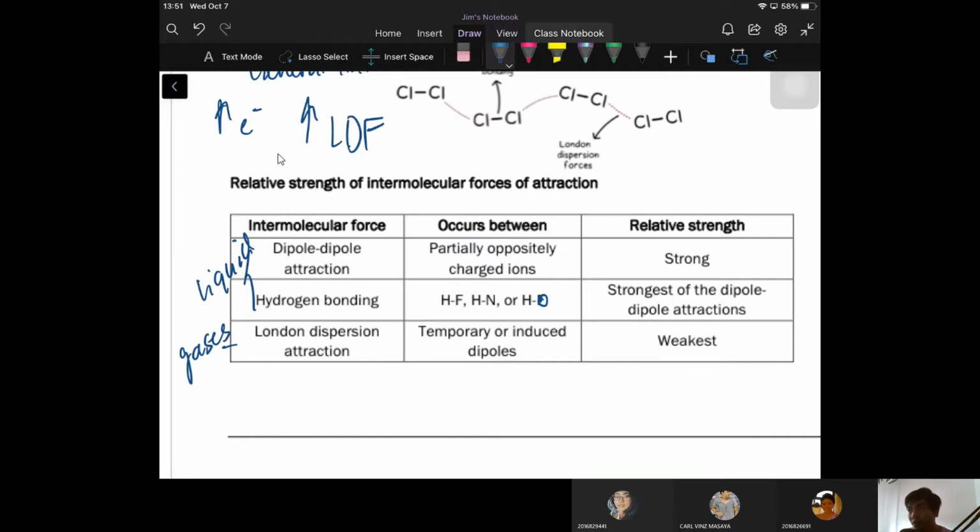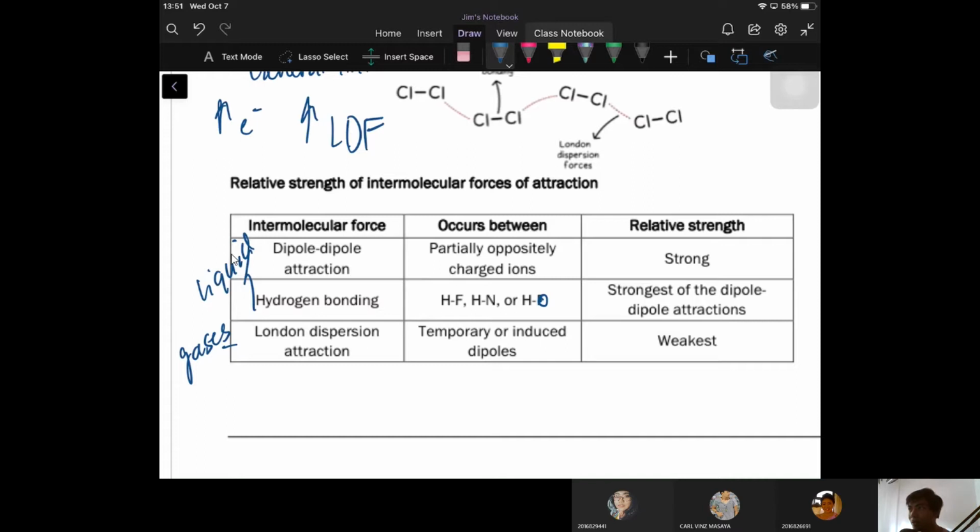Okay? Although may cases ng London dispersion forces na liquid. Ano example nun? Mantika, no? So yung mantika, liquid yon, pero London dispersion forces lang meron doon. Bakit? Kasi yung electrons ng mantika, super duper dami, around 300 electrons sa isang molecule. So mas malakas yung kanilang attraction, so magiging liquid yon. Okay. But in general, ganito yung itsura nila, no?